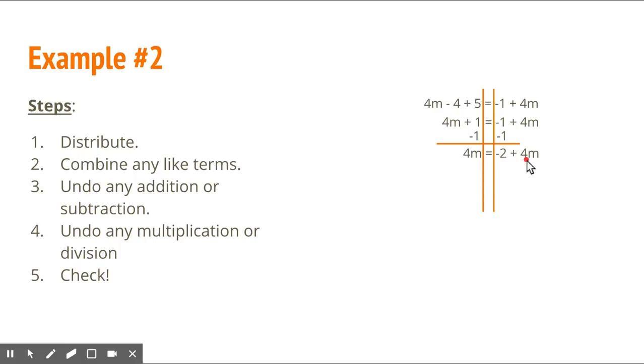I want this variable to go over here. So the opposite of adding 4m would be to subtract 4m. Now look what happens. 4m minus 4m makes 0. And when I bring down that negative 2, it's telling me 0 equals negative 2. That's not possible, which means there is no solution because 0 cannot equal negative 2.